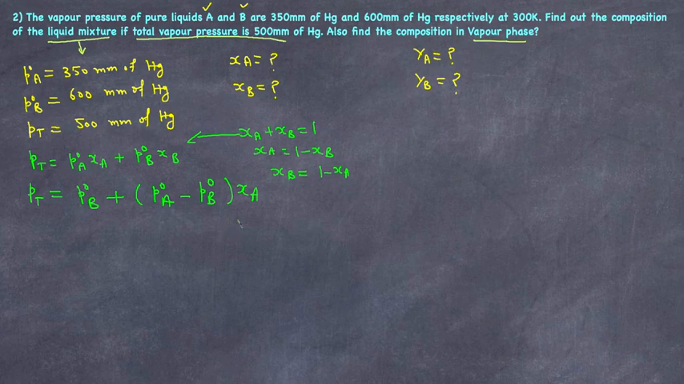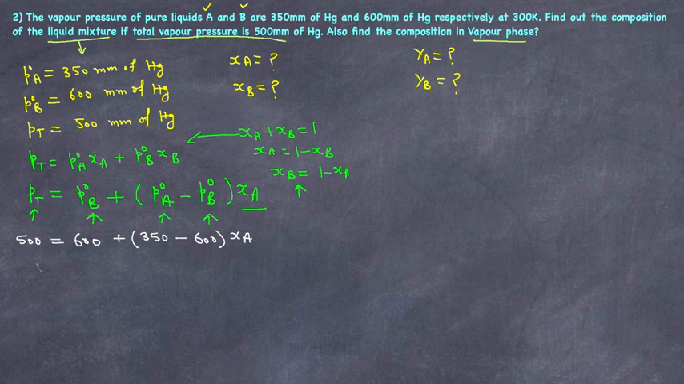I wrote it in this format because I know PT, I know P naught A and P naught B, so I can easily calculate XA. Once I calculate XA from this formula, I can calculate XB. Okay, let's plug in what they have given us. PT is 500 mm, so 500, and P naught B is 600 plus P naught A is 350 minus P naught B is 600, and we don't know XA, that is unknown.